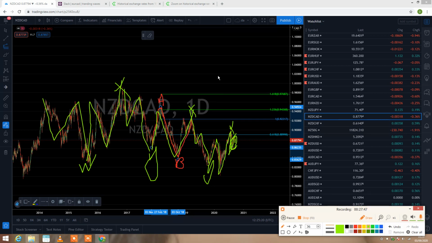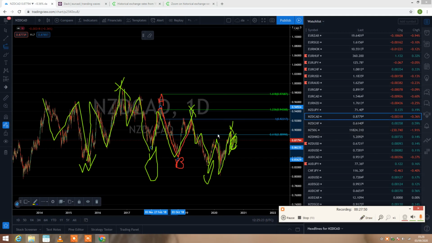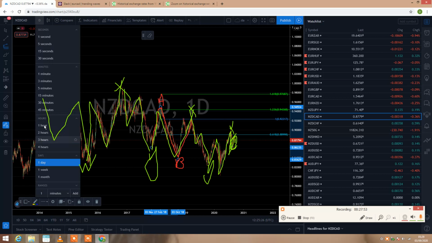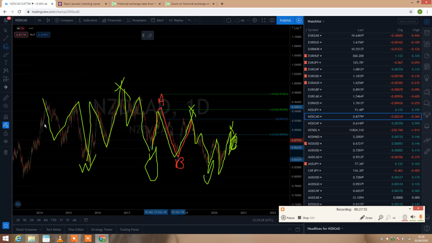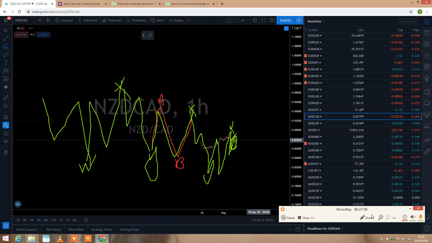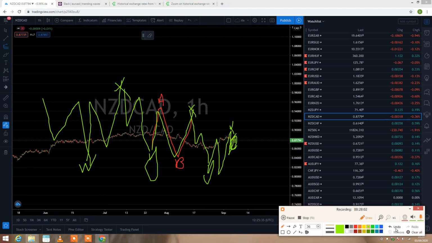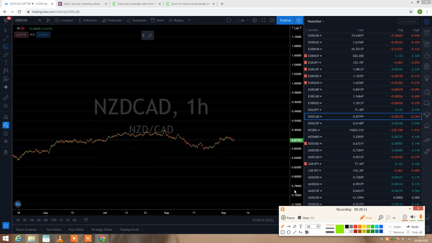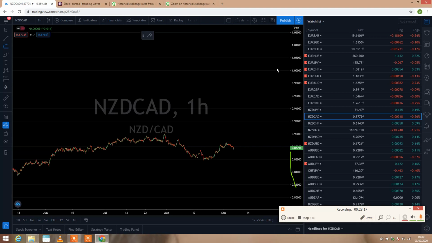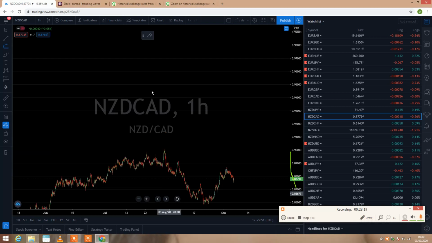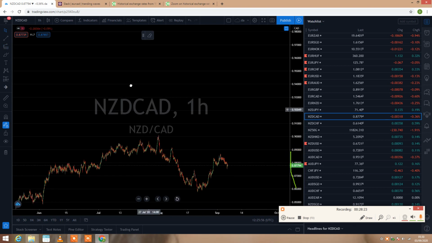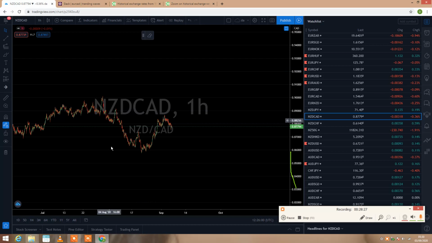On the 1 hour chart, that's where we need to track our trade. That's why we need to take our trades there. We can't take the trade on the daily or on the monthly or on the weekly. Sorry. Right, so on the 1 hour chart, this is the chart of the 1 hour.